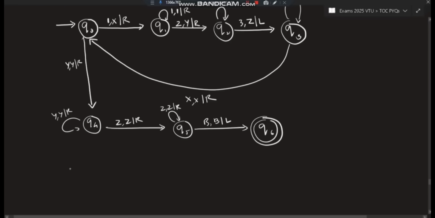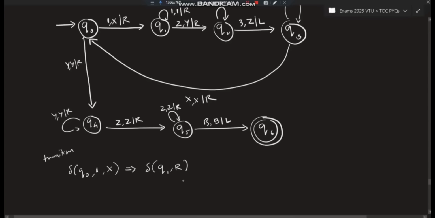Now see, q naught is present here. When I am present in q naught, I have 1 and I have encountered x. What I'll be doing is I'll be moving to the right and going to q1. So here I'll be writing q1 comma r. Like this, q1, where I moved to the right. Like that you have to do for all of them. This is the transition function.